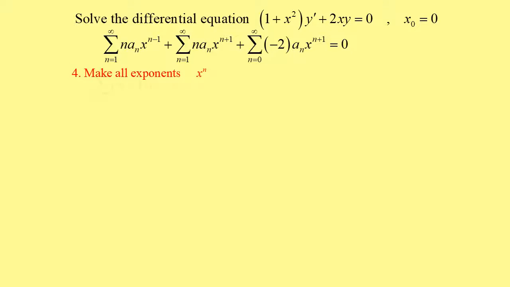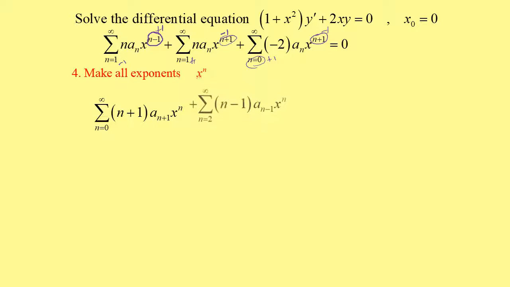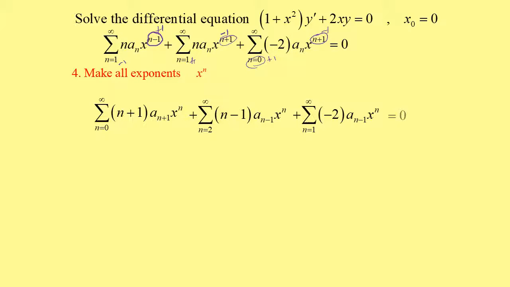Now we've done this before. To make the exponents match, we need to add 1 here, which means subtract 1. We need to subtract 1 here, which means we need to add 1. And we need to subtract 1 here, which means we need to add 1. So we end up with this.